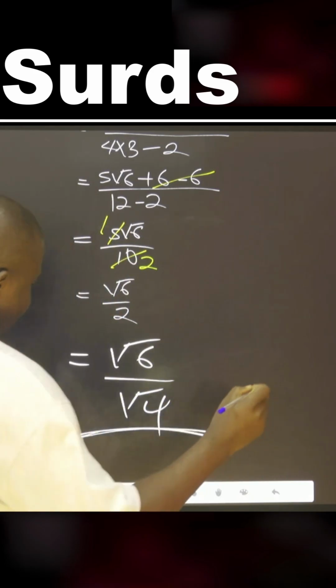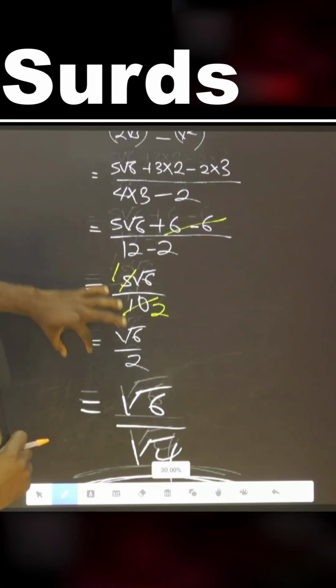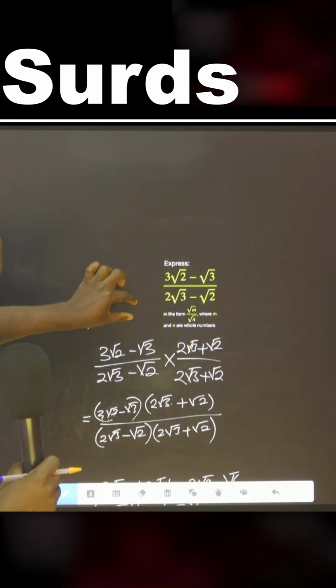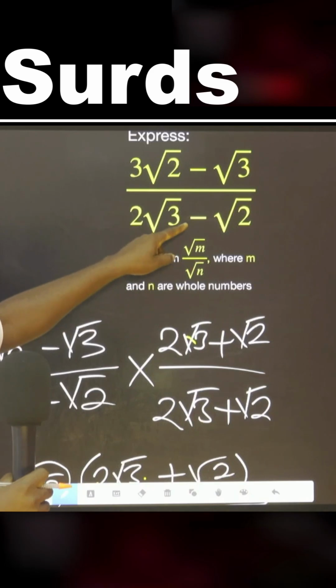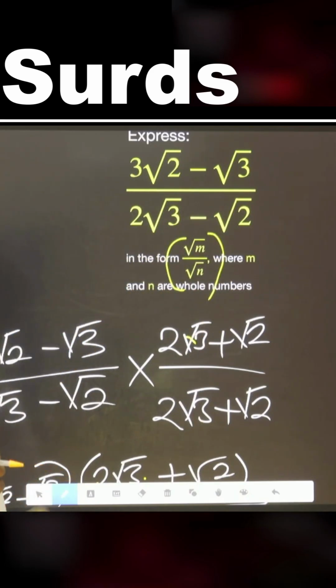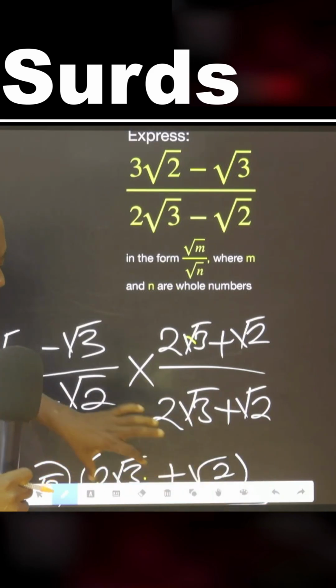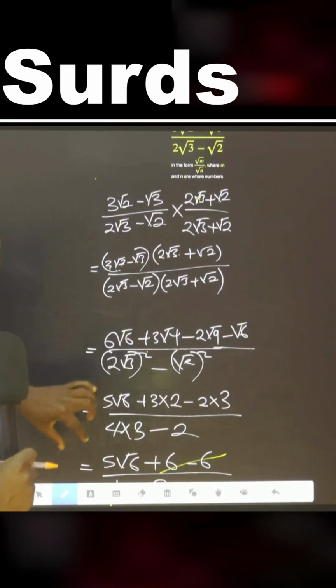This is the final answer. Just to put it in this form, this form of square root of m over square root of n. That is our final answer.